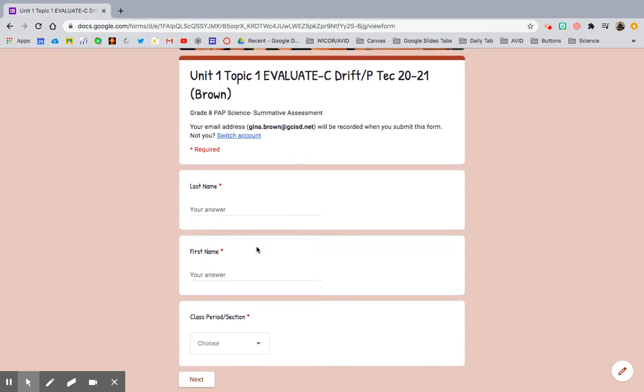I'm not sure, y'all, if I have to enter answers in order to move, so if I just put periods or dots, that's just so that I'm able to move through the quiz. Right here you enter your last name, then here you enter your first name, and right here you choose your class period or section.